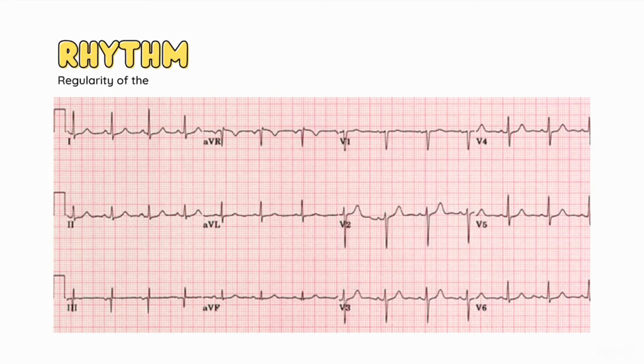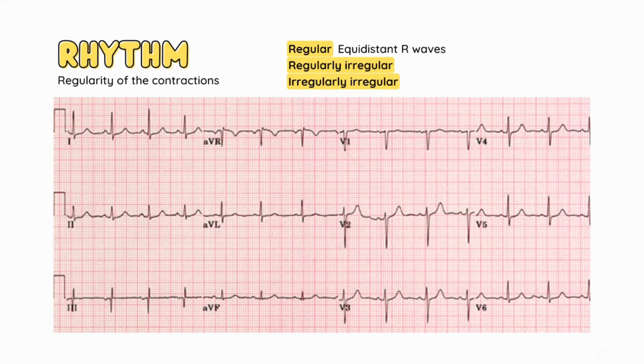Second, we will assess the rhythm. The rhythm describes the regularity of the contractions. We can describe the rhythm as regular, regularly irregular, or irregularly irregular. A regular rhythm describes an equal and constant interval between consecutive R waves, which means that there is a constant amount of time between each heartbeat. A regularly irregular rhythm describes a recurrent pattern of irregular beats.